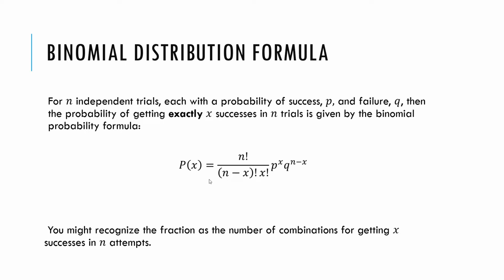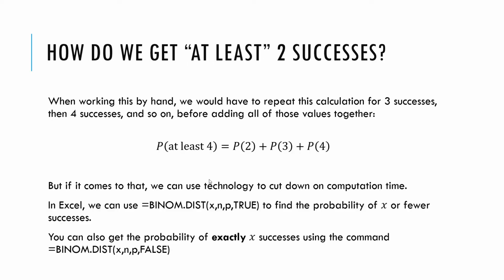So if you need at least x successes out of n trials, you would then have to repeat that calculation over and over again until you hit the maximum, n out of n. Now, there's some shortcuts there. You could use technology. In Excel, there is a command, binom.dist, for binomial distributions.